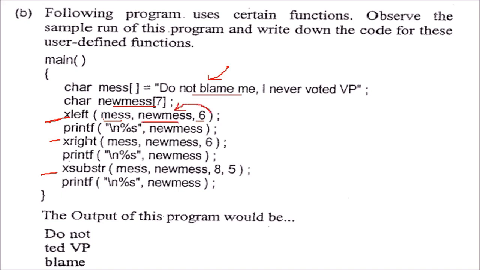So when you print newmess, here you get "do not". Say this is 1, 2, 3 space, so 1, 2, 3, 4, 5, 6. So "do not" will be printed. Similarly for xright, we start with the last one and we take 6.